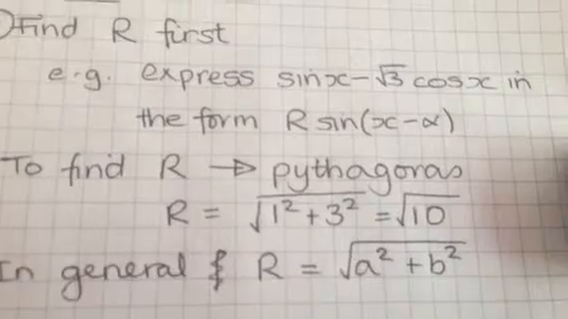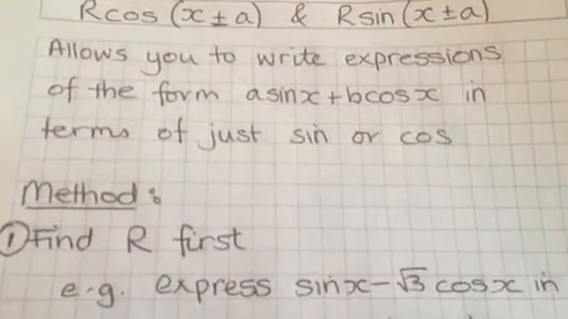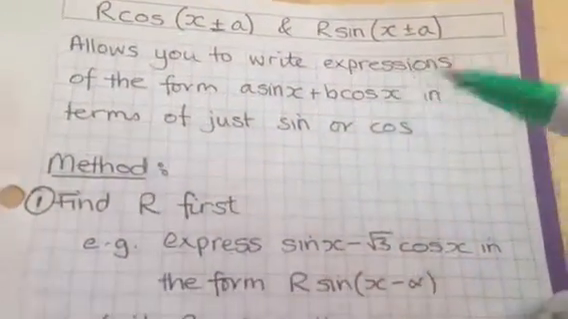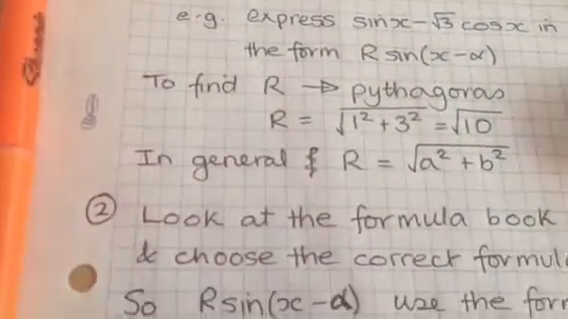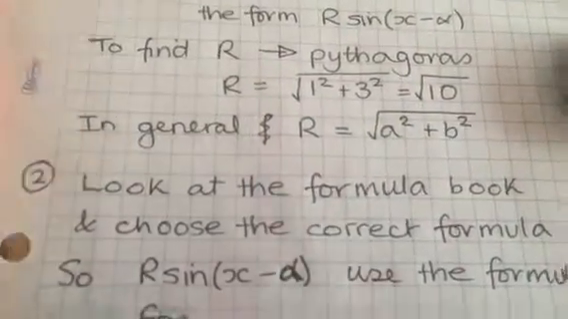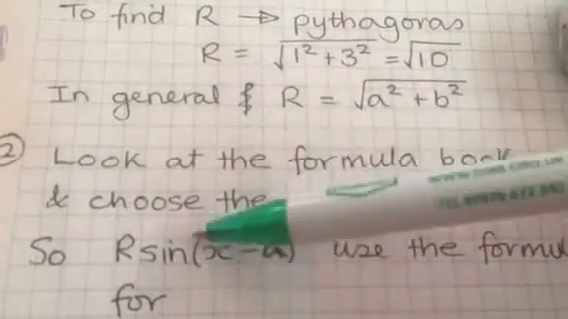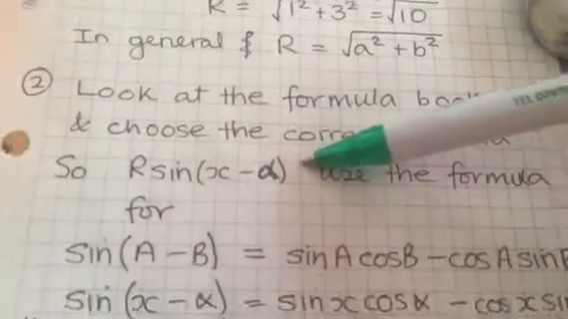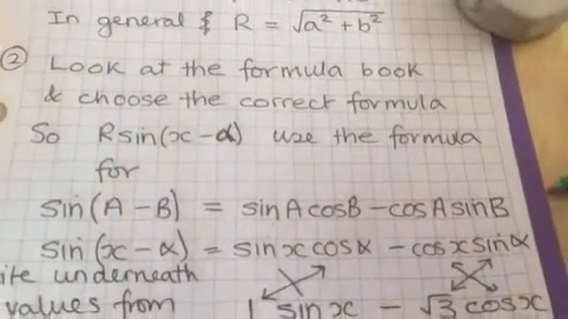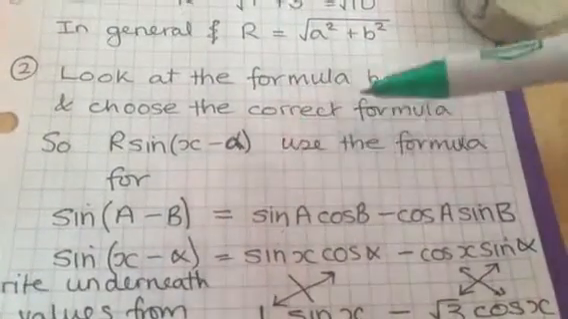So in general, R is equal to the square root of A squared plus B squared, where we're looking at an expression of the form A sin x + B cos x. Once you've found R, you then need to look at your formula book, and you need to choose the correct formula. So in this case, the question's told us to find R sin(x − alpha). So we find the formula for sin(A − B). Write it out exactly as it is in your formula book. And then underneath, write that as sin(x − alpha), as the question gives you.